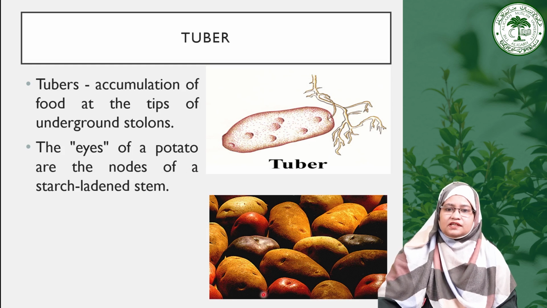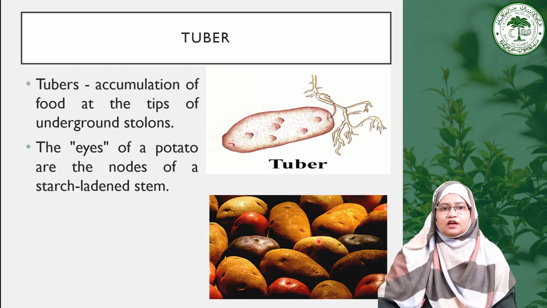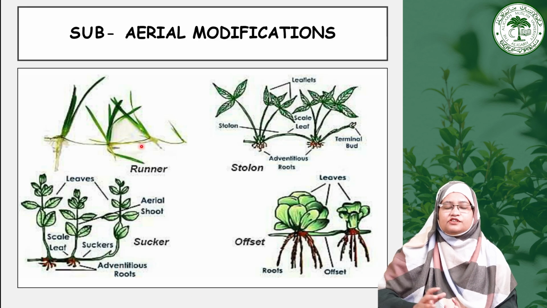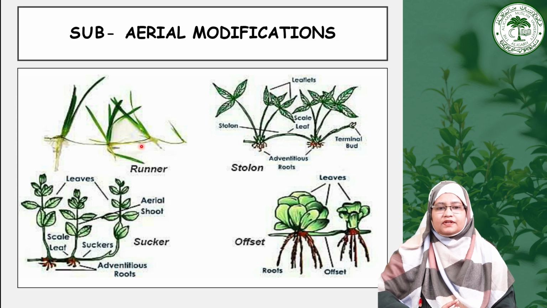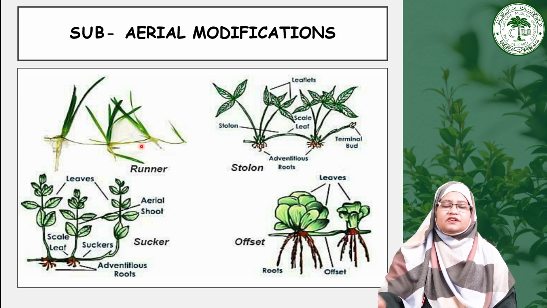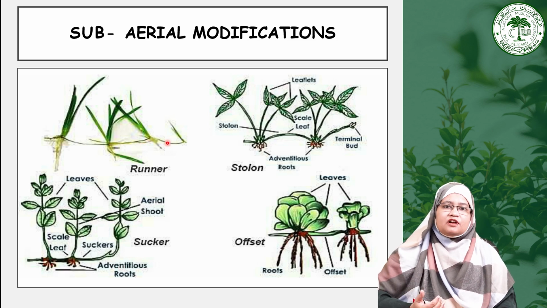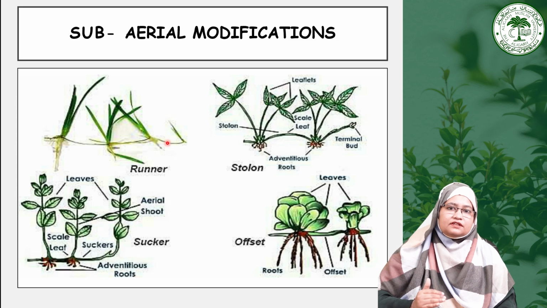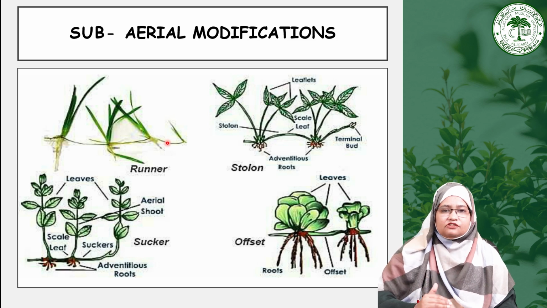As you can see here, this is an example of a potato. So these are the underground modifications. Now moving towards the subaerial modifications. In the subaerial modification, the first one is the runner. Subaerial modifications are those modifications which just lie above the soil.